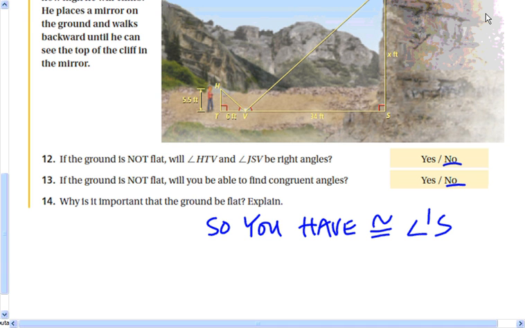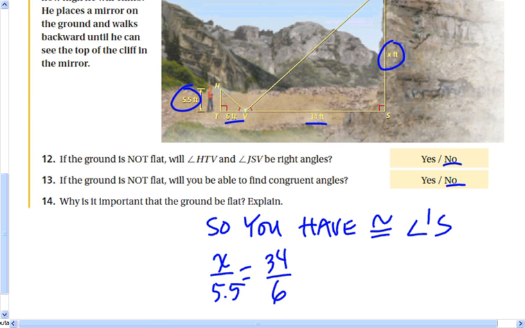All right, so you probably should say the ground should be flat so that you have similar triangles, and then you can use the ideas of similar triangles. If you wanted to figure out how high it is, then you could use a proportion like x over 5.5 equals 34 over 6, and then you could use the cross products property to solve that.